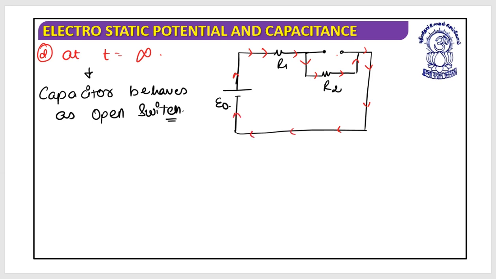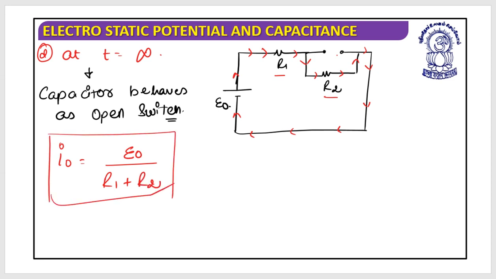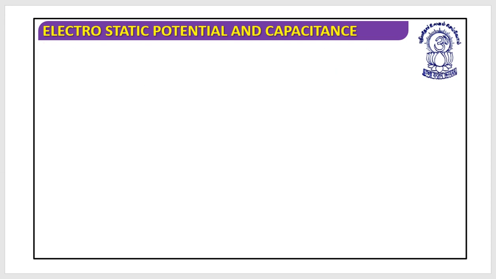Yes, so the current I naught can be written as E naught divided by the total resistance, and these two are connected in series. So I can write I naught equals E naught divided by R1 plus R2. Is it clear? So will you be able to do this kind of questions? Is it easy? Can you do this? Okay, let's begin then. Now you are going to solve this completely. The next question.